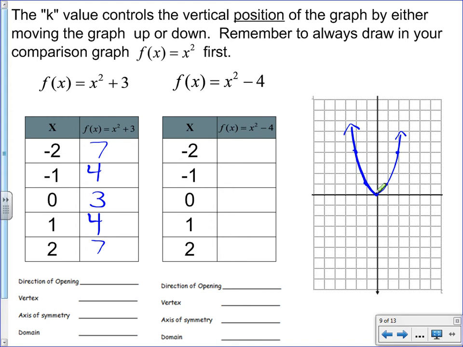Does anyone not know how I'm getting my equations or those numbers in the table of values? What number are you using? For this, I'm using this equation. What are you putting in the x? Negative 2, negative 1, 0, 1, 2. So if I plot that negative 2, 7, 1, 2, 3, 4, 5, 6, 7 is here. Negative 1, 4, 1, 2, 3, 4 is here. 0, 3 is here.